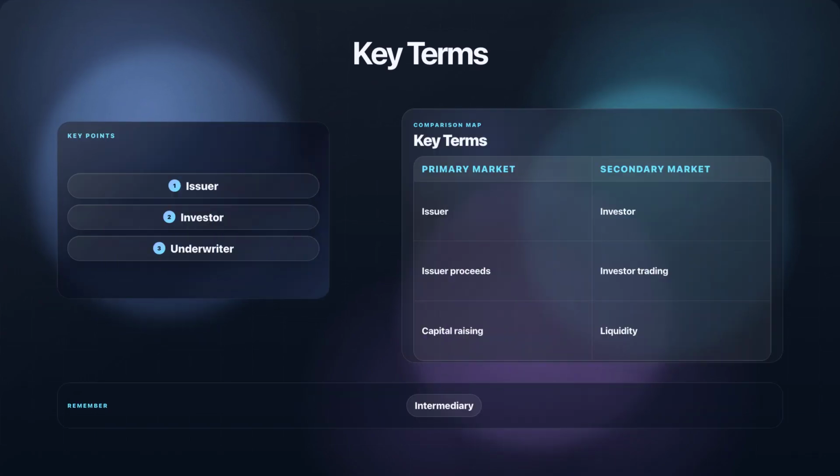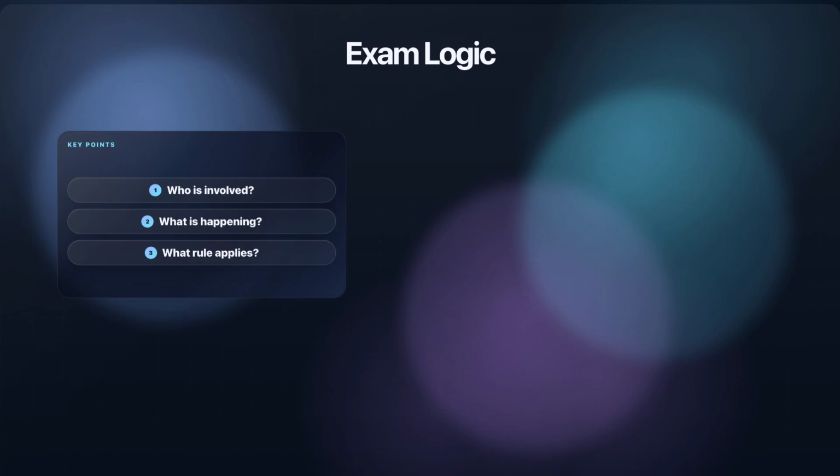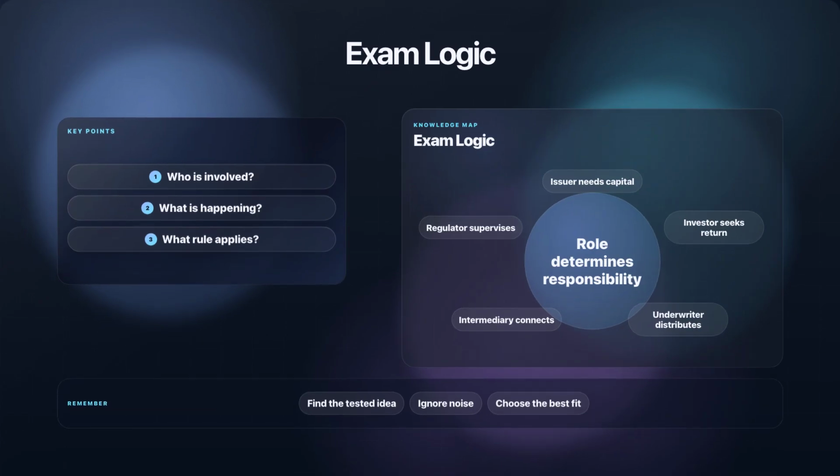Start by separating the key terms. For this topic, pay attention to issuer, investor, underwriter, and intermediary. The SIE often rewards candidates who can recognize a term and then connect it to the correct function, risk, document, or rule. When a question tests market participants, ask 4 questions. Who is involved? What is happening? What concept is being tested, and which answer best fits that concept? This approach keeps you from chasing every extra detail in the stem.